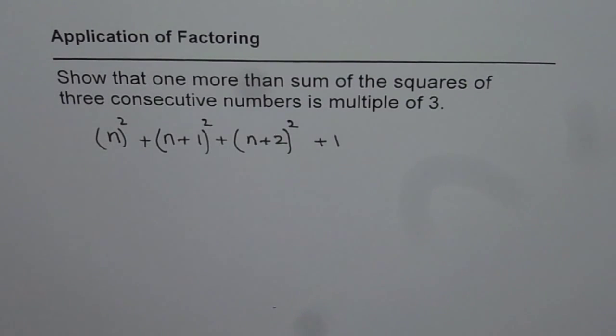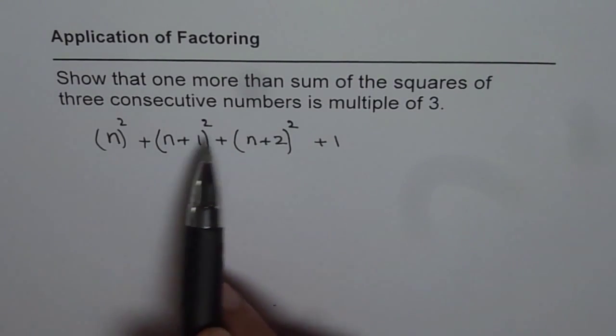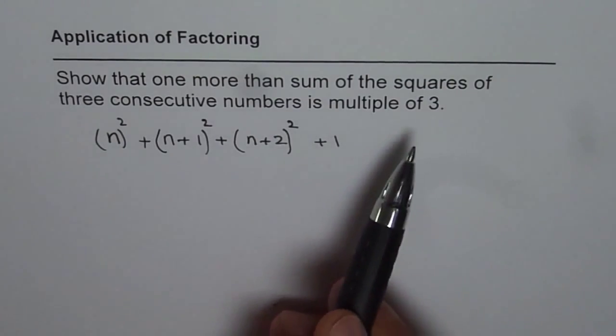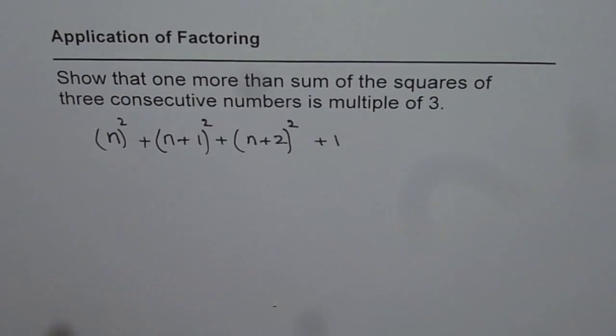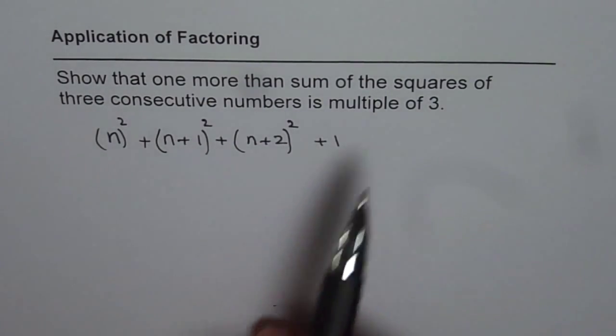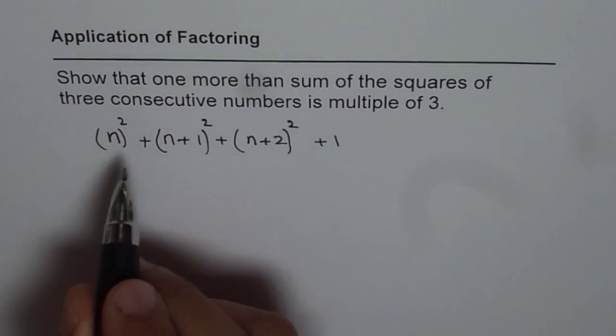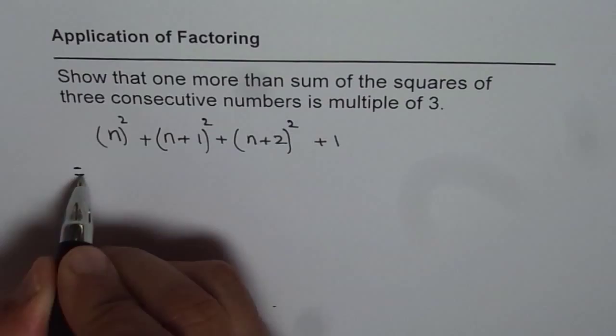Now we need to think how to show that this sum is a multiple of 3. Well, one thing is that if I try to factor the sum of these things, I should get 3 as a common factor. If I get 3 as a common factor, that means this expression is a multiple of 3. So that's the strategy. So let's first expand and see what we get.